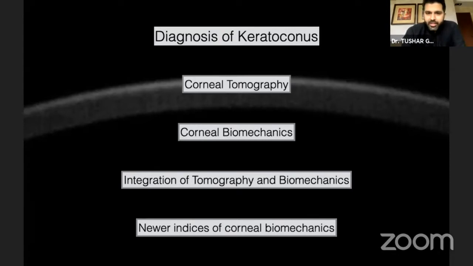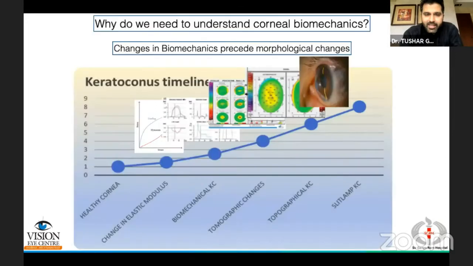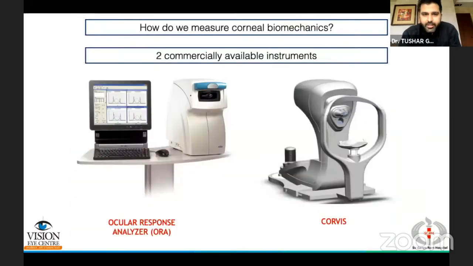So moving on to the major agenda, which is corneal biomechanics. Why do we really need to know corneal biomechanics? The reason is that the cornea, as this paper has pointed out, is not a piece of plastic. The cornea has viscoelastic properties, which means a combination of viscosity and elasticity. And it is these properties that manifest before any morphological changes of ectasia that you would see on tomography. So if we are able to pick these up early, we can actually prevent the development of morphological ectasia.